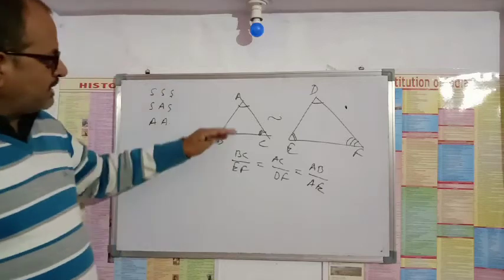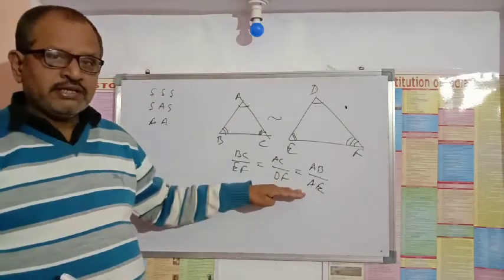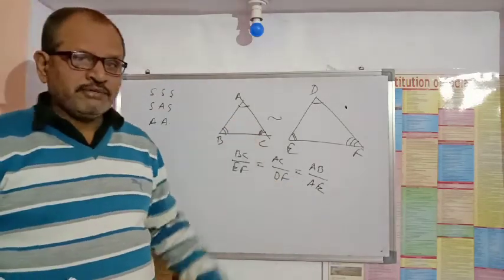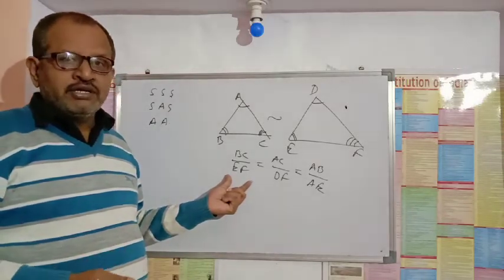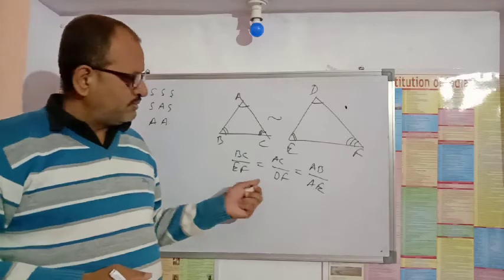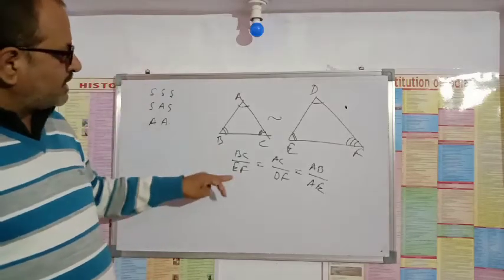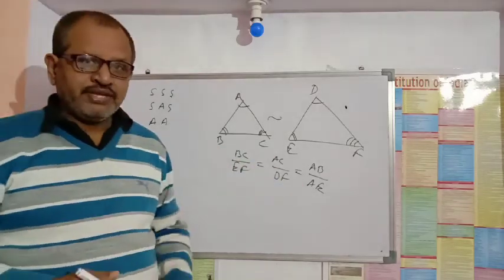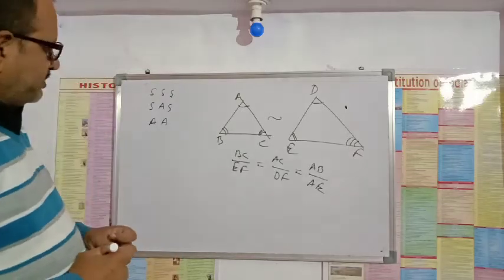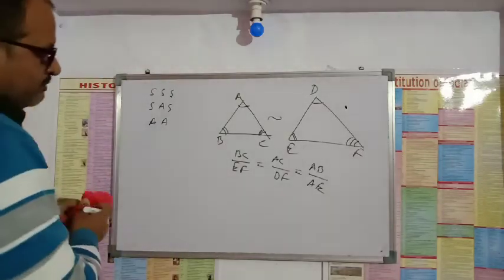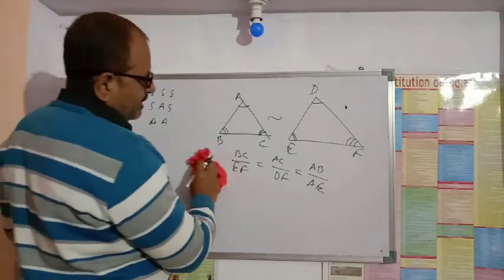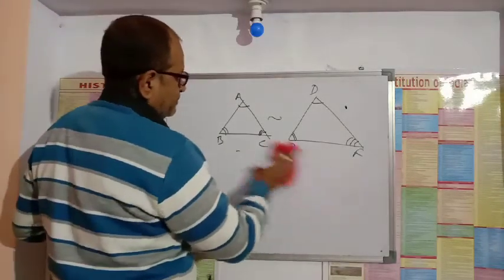So we can write that the ratio of their corresponding sides are equal after proving similarity. We will use this property when we prove the Pythagoras theorem. So the ratio of the corresponding sides are equal. Now we are going to prove the Pythagoras theorem using the property of similar triangles.